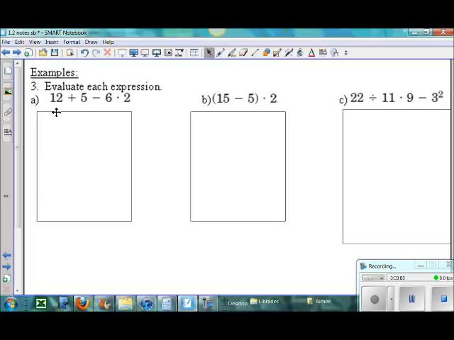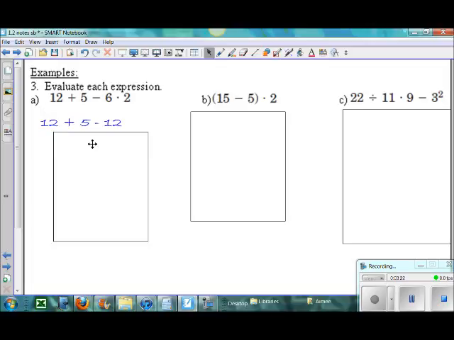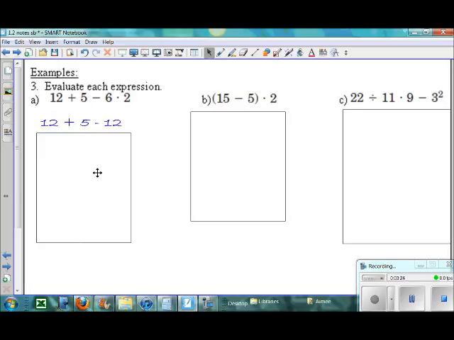So by looking at example 3a here, we will see that we do not have grouping symbols and we do not have exponents. So the next thing we look for is multiplication or division. And we do have multiplication. We have 6 times 2. So the first thing we should do is multiply 6 times 2 and get 12. So now our new expression is 12 plus 5 minus 12.